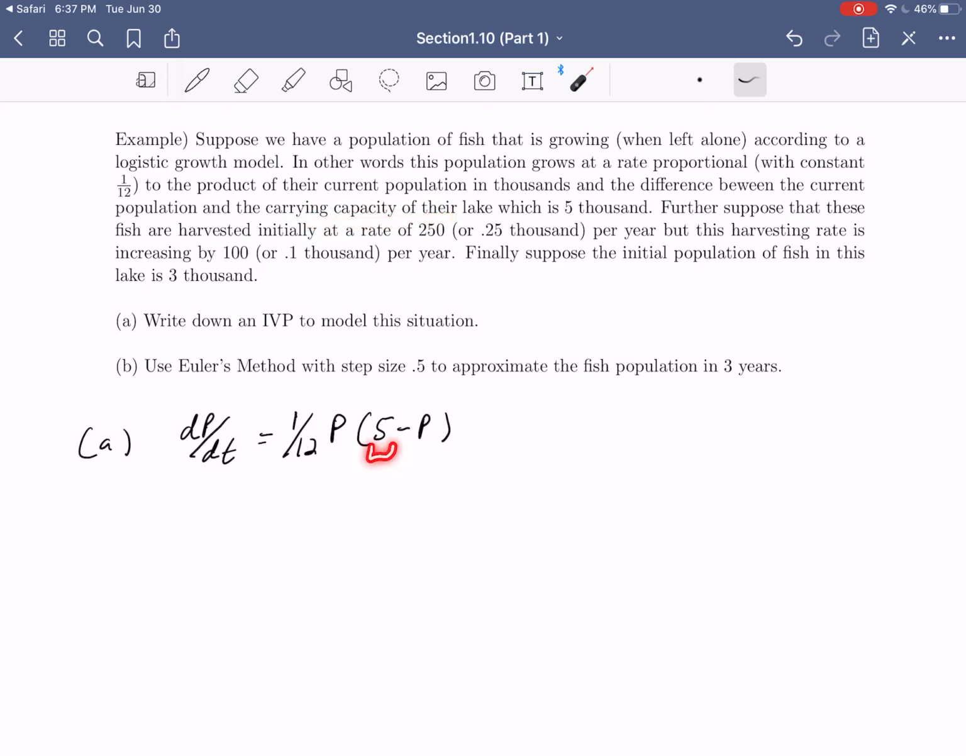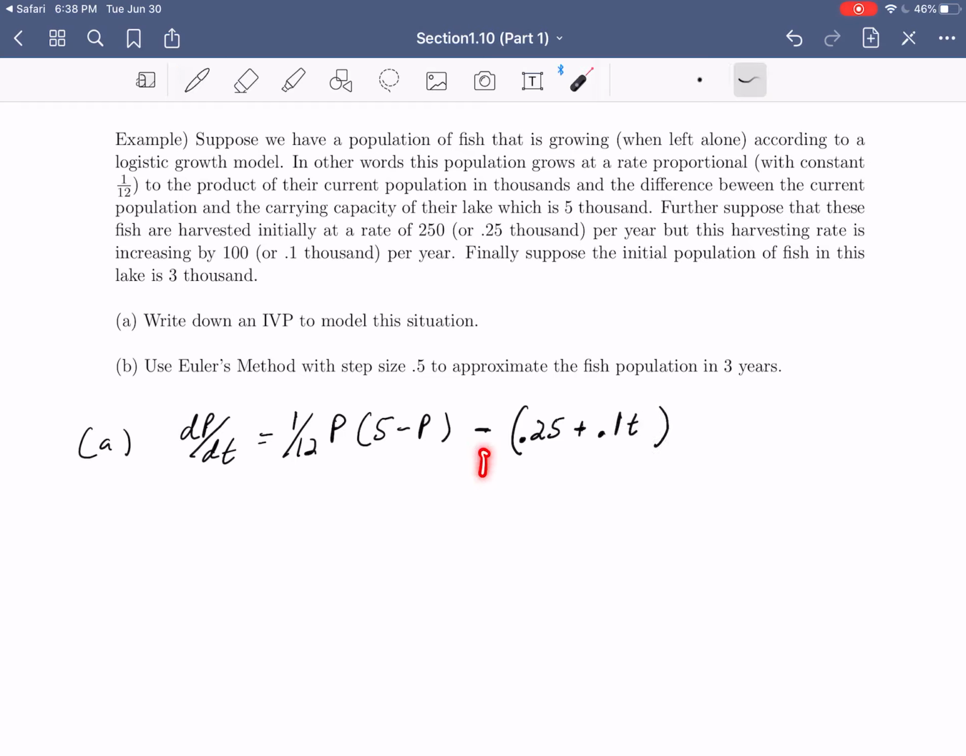So we put the carrying capacity first so that if p is ever greater than 5, then this whole thing will become negative and our population will decline. So there we go. There's the logistic growth part. And then we know that they're being harvested initially at a rate of 250, or 0.25 thousand per year, but the harvesting is increasing by 100 per year. So we're going to have a minus, and then in parentheses, if it was constant, we would just have our 0.25. But we know that in 1 year, it's going to go up by 0.1 thousand, and then another 0.1 thousand, and so on. So we should have 0.1t.